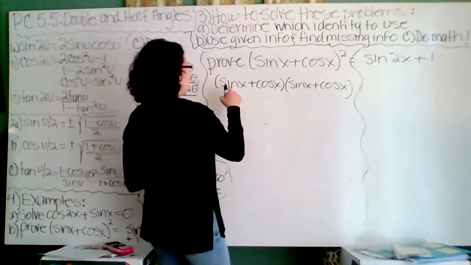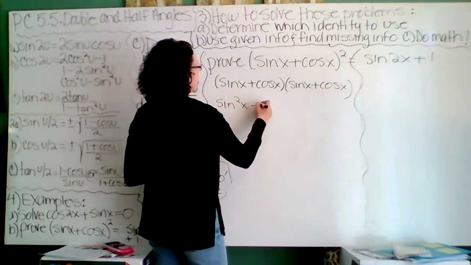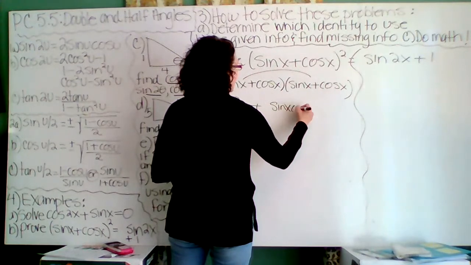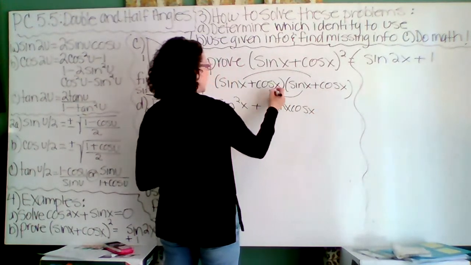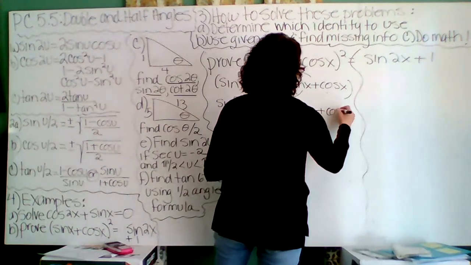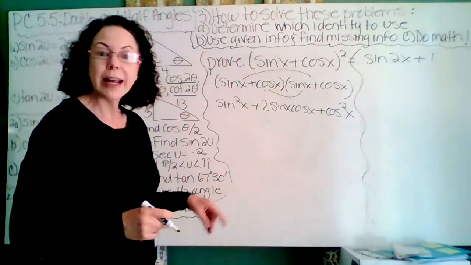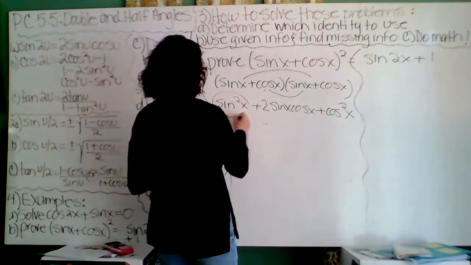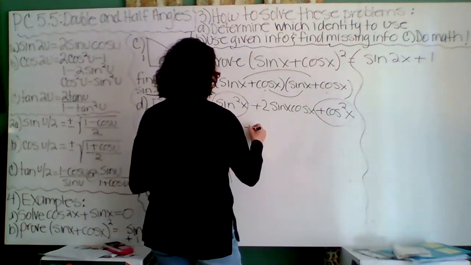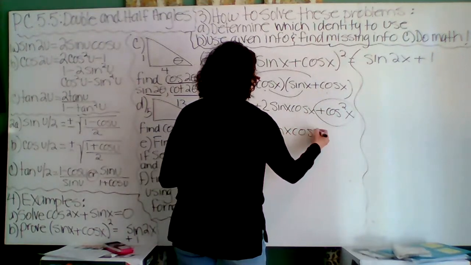And when we do that, we get sine times sine is sine squared. On the outside, we have a sine times cosine. On the inside, we have the same, so we have two of them. And last, we have plus cosine squared. Okay, now what I see on the left-hand side is that sine squared plus cosine squared is 1. And I have 1 plus 2 sine of x cosine of x.